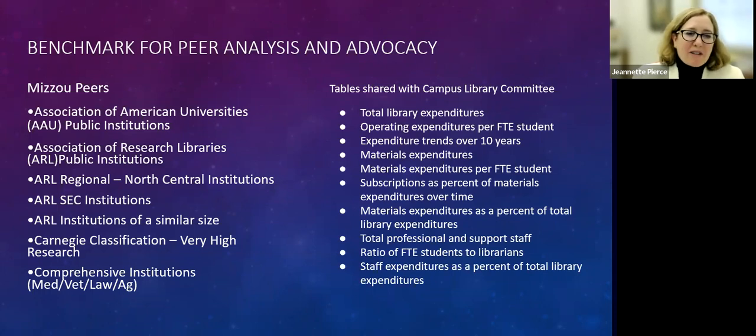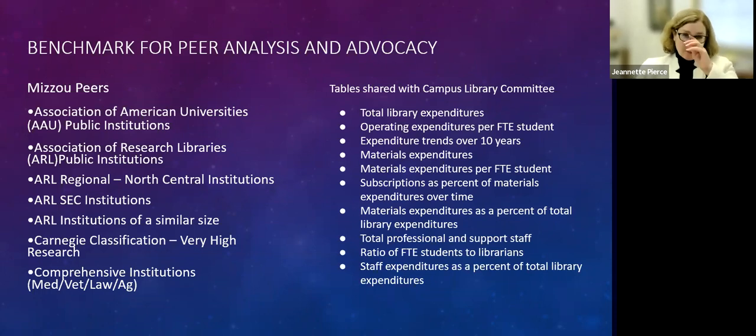But we are very comprehensive. So we have a medical school, a law school, a vet school, an ag school. So we have that comprehensiveness that we sometimes look to define peer groups. Obviously, we're Carnegie classification very high research, and all of that as well.